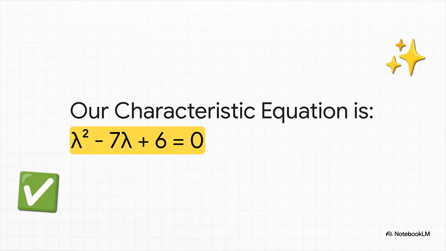Okay, now for S2, the determinant. We multiply down the main diagonal, so 5 times 2, and then we subtract the other diagonal, which is 4 times 1. So that's 10 minus 4, which leaves us with 6. See how easy that was?